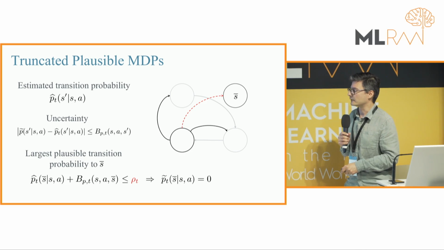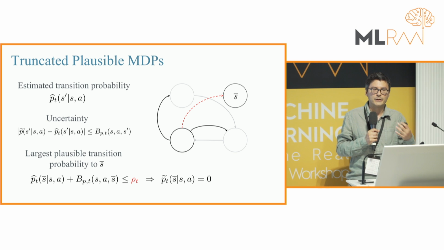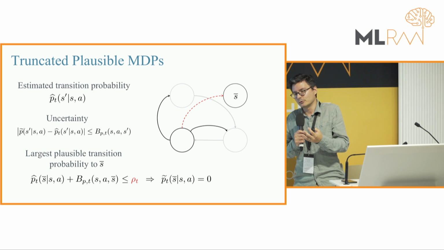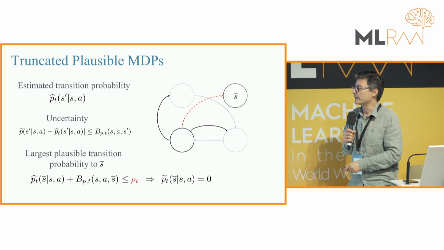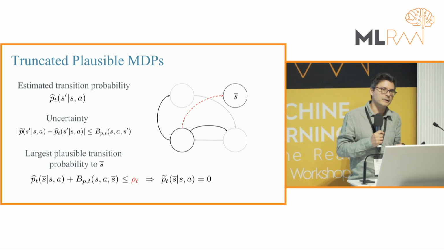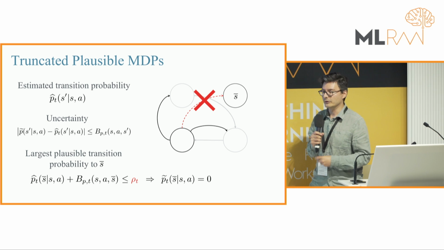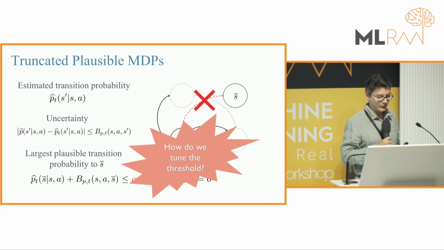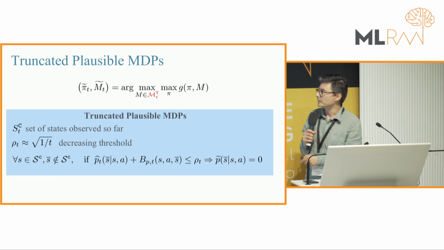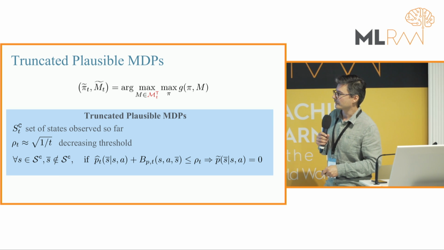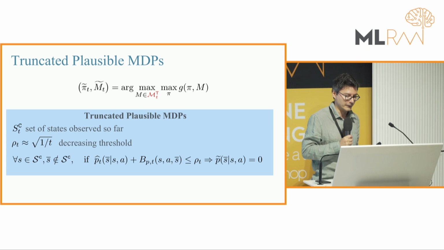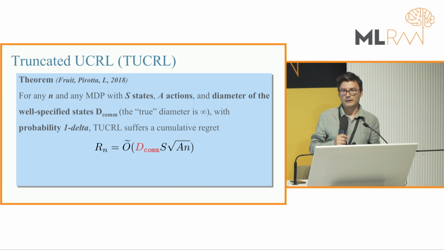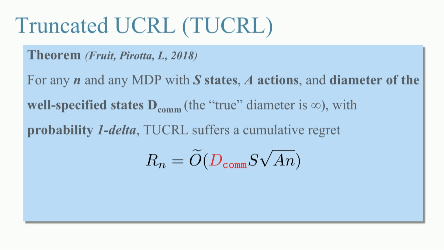So here we set a threshold which decreases over time and try somehow to capture this idea of let's try to go there, but not really, right? So if it seems like I can go there by enough, then let's try. If it's not by enough, let's discard it. And somehow this is the idea behind, again, we are modifying the set of plausible MDPs by truncating their transition probabilities to 0 whenever there is not enough evidence that I could actually go there. So this simple algorithm, without any prior knowledge about the true environment, satisfies this regret bound.